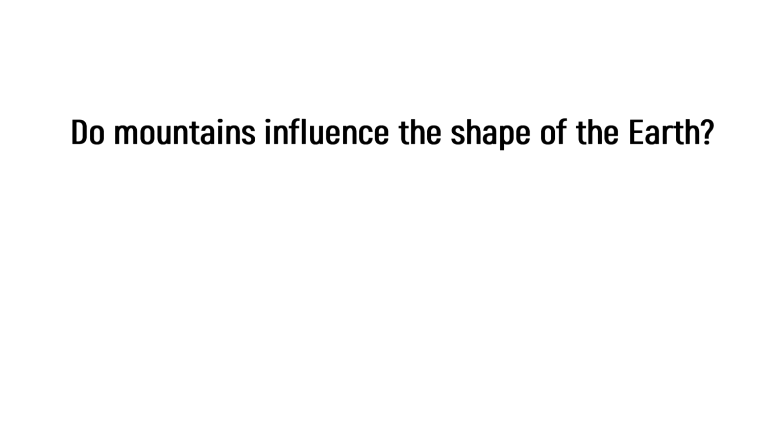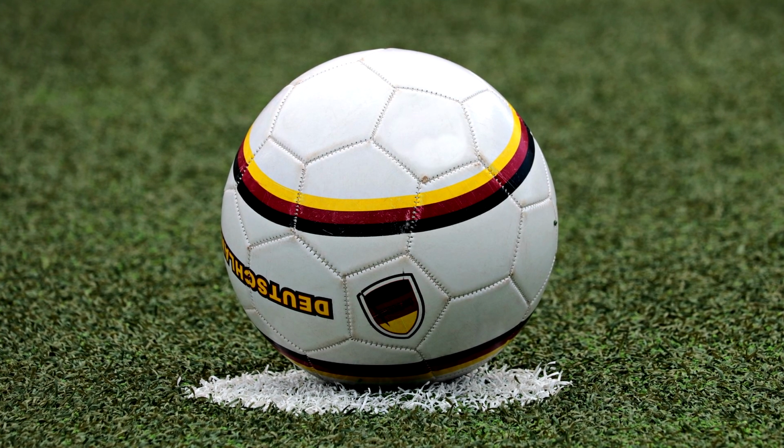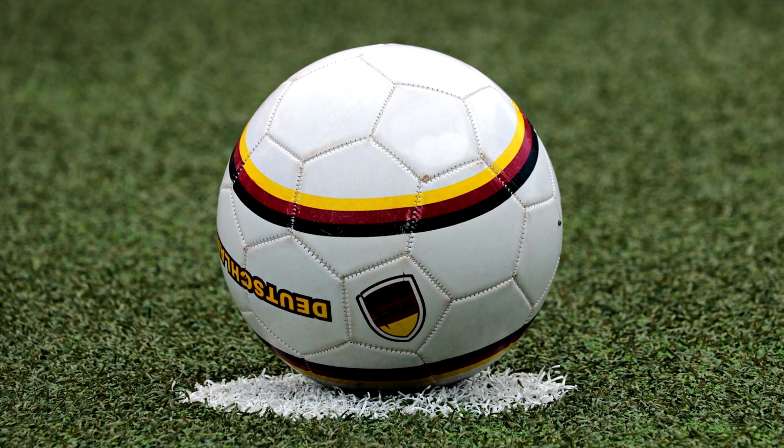You may also ask if mountains somehow happen to influence the shape of the Earth. Not really. If the Earth were the size of a soccer ball, Mount Everest would be only 0.15 millimeters tall. Yeah, so in conclusion, Earth is just a flattened sphere.